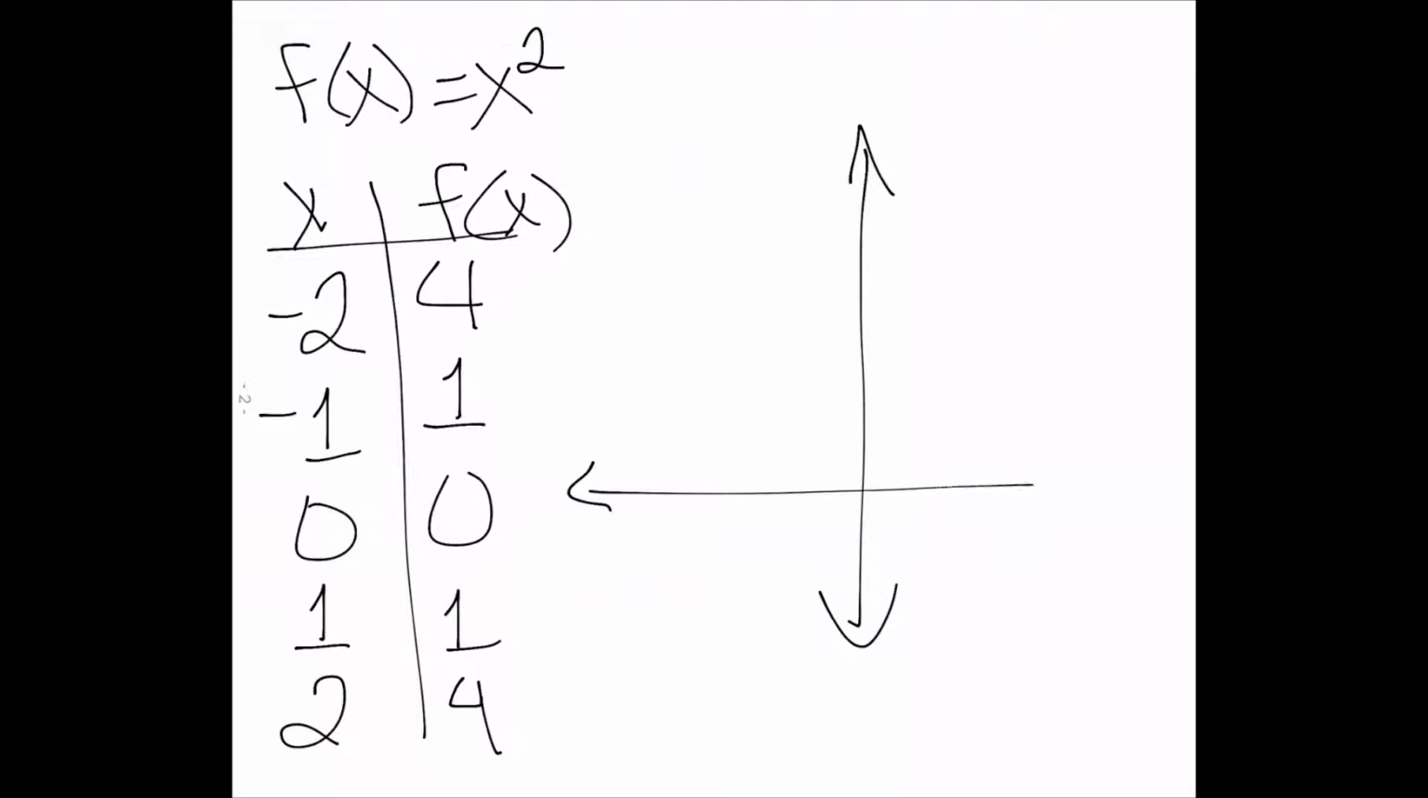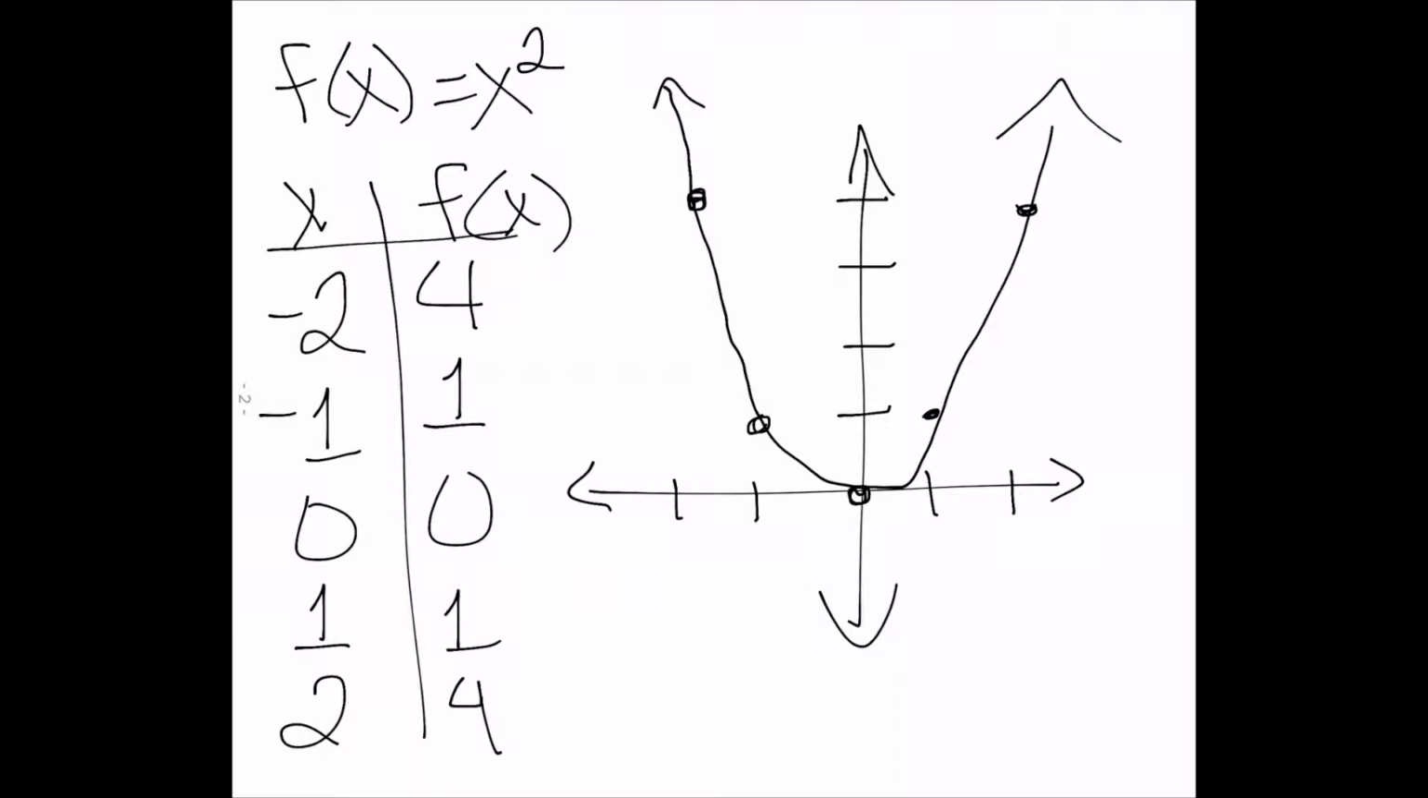So now I should be able to plot that. I have the point (-2, 4), the point (-1, 1), the point (0, 0), the point (1, 1), and the point (2, 4). And then we can connect the dots to get the graph of the function.